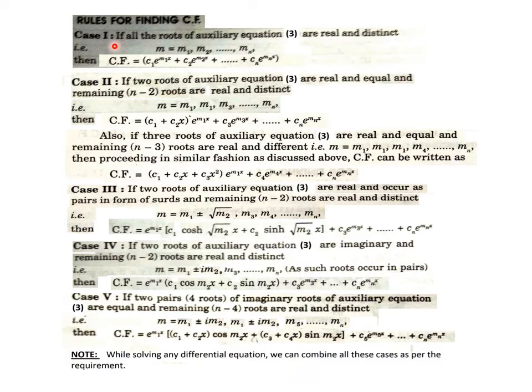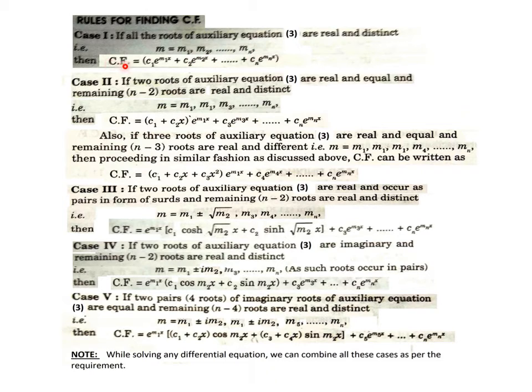Case 1, we are discussing about auxiliary equation 3 of previous slide, the equation of degree n in variable m. If by solving that equation we find all n roots are real and distinct, that is values of m are m1, m2 up to mn, all are real as well as different, then CF is quite simple.